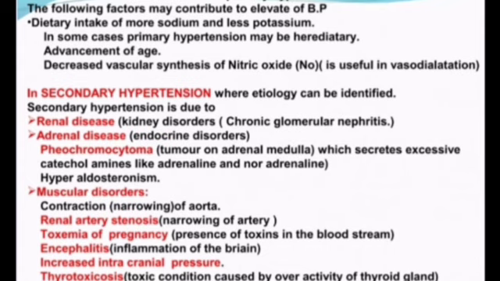Next, the classification of hypertension drugs. They are classified into four types: thiazides, loop diuretics, potassium sparing diuretics, and aldosterone antagonists. In thiazides, examples of drugs are chlorthalidone, hydrochlorothiazide, indapamide, metolazone. In loop diuretics: bumetanide, furosemide, torsemide. Potassium sparing: amiloride, triamterene. Aldosterone antagonist: spironolactone. These are the classifications.